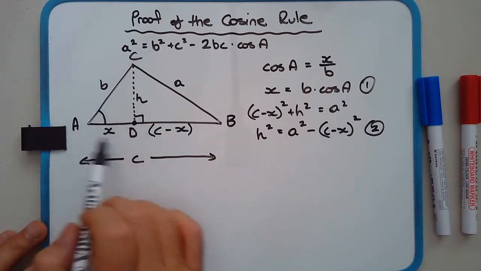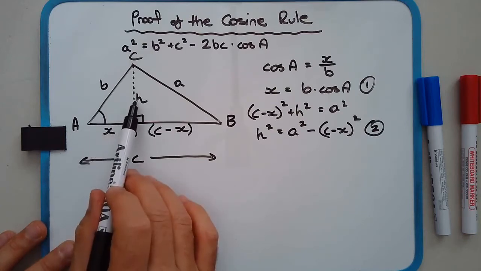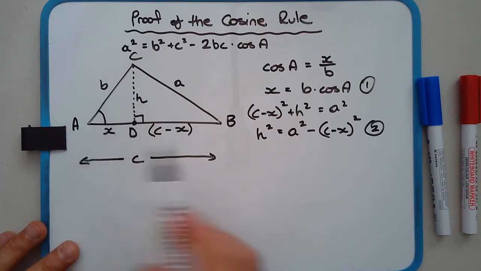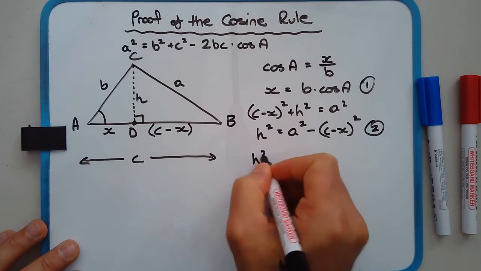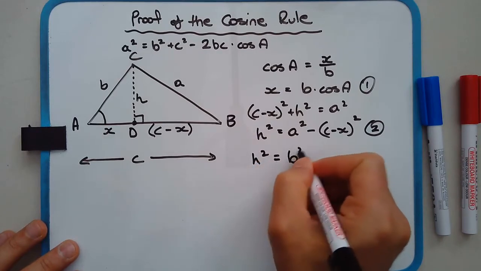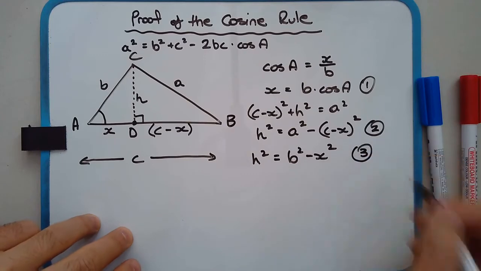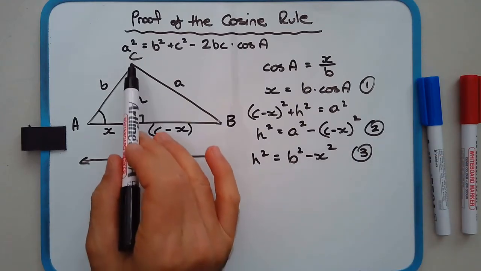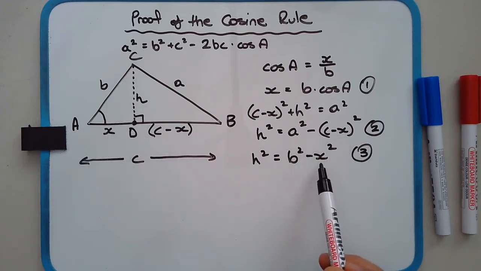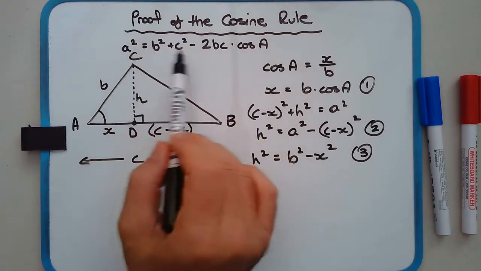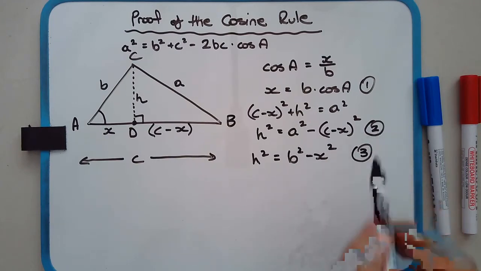Now let's go back to this triangle here. We have h, which can also be expressed in terms of b and x by Pythagoras' theorem too. So h squared is equal to b squared minus x squared. Let's call that equation number 3. Equation number 2 comes from triangle CDB. Equation number 3 comes from triangle ADC. These both use Pythagoras' theorem. And it's really no surprise that the cosine rule looks a bit like Pythagoras' theorem, because it's actually based on it. So why don't we equate equations 2 and 3 together?